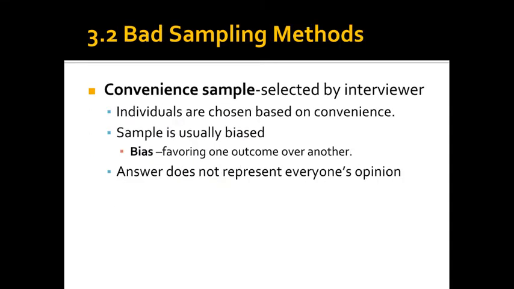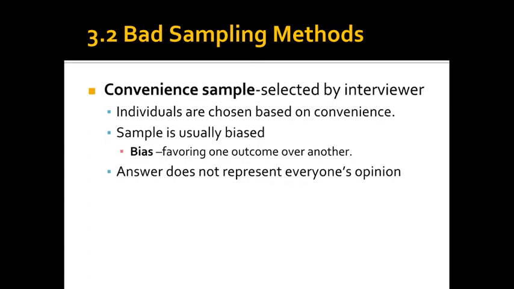So now some bad sampling methods. There's good and there's bad ones, but depending upon what you're doing will depend upon whether or not they're good or bad ones. Here's one that we don't really want to use very often because we won't get very good data to make a conclusion on. It's called a convenience sample. It's a sample where the interviewer selects the people, so individuals are chosen based on convenience. The sample is usually biased.